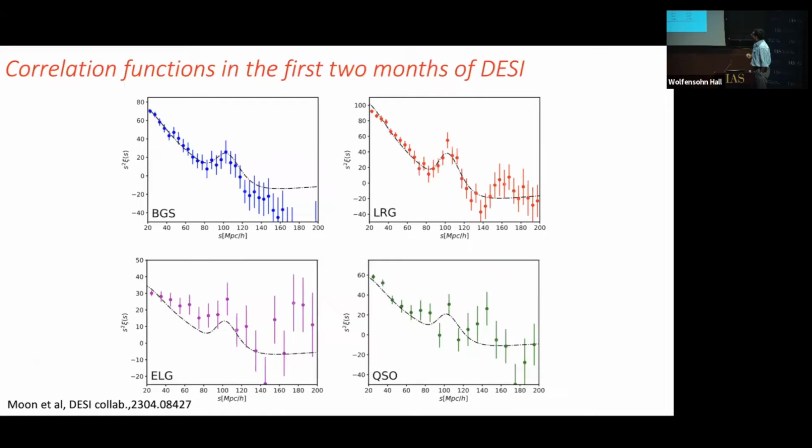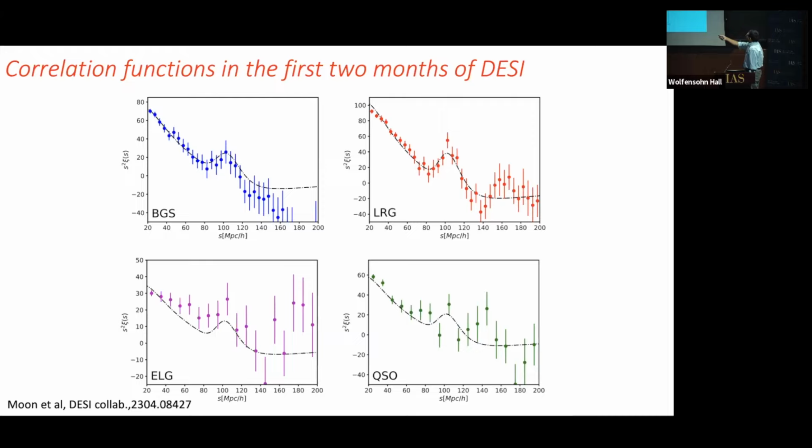And here are the correlations from the first 2 months of data. These data are all public. You can see for the bright galaxy sample a little BAO feature out here. The luminous red galaxy sample shows a very nice feature. The emission line galaxies, we can have a long discussion about whether there was a feature that we saw or not, certainly consistent with the feature. This is the least complete sample that we have, and so there was no surprise that in 2 months of data we wouldn't see this. And the quasars, again, the shot noise and number densities were low enough that this was perfectly what we had expected.